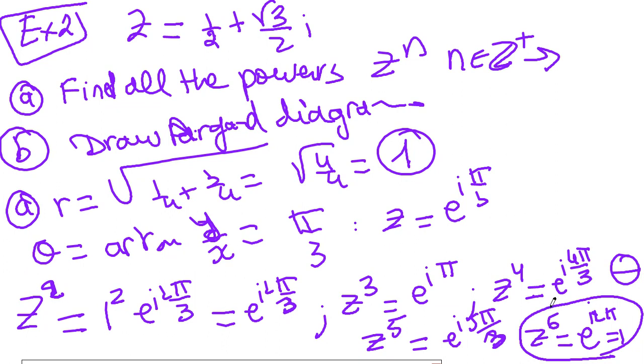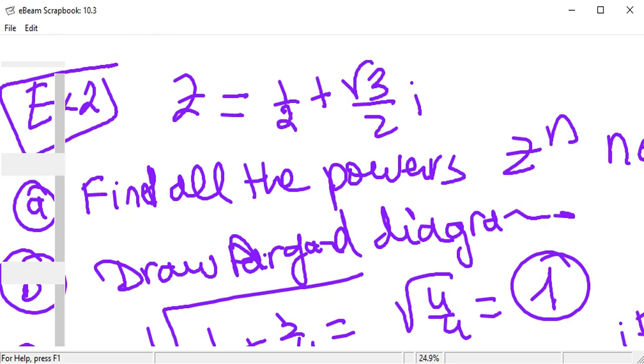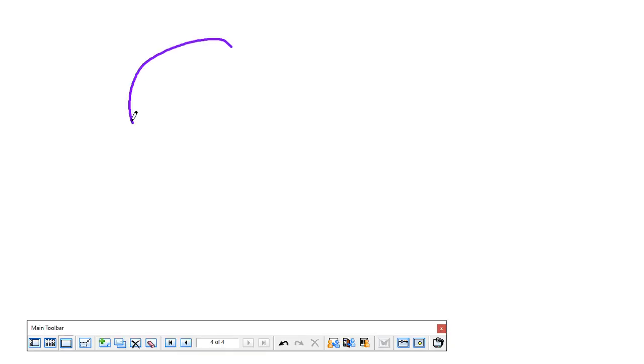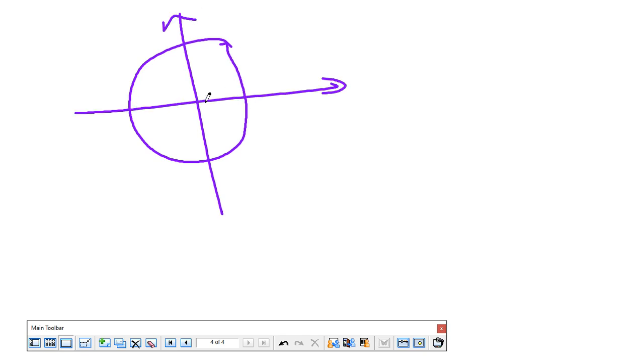Now, how are we gonna draw the Argand diagram? It's very easy. I'm sorry, guys, I want to add a page. Okay, so I will do my unit circle here. And it's very easy. The length here is 1. The R is 1. So I will start. The first one is Z1, it's pi over 3. Pi over 3 is 60 degrees. 60 degrees is approximately here, because if I divide this in 3 parts, I'm here. So this is Z exponent 1.